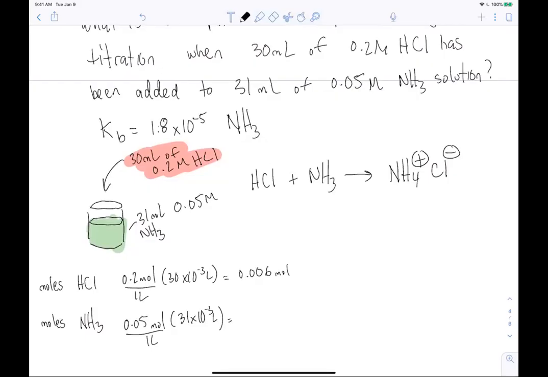So when you're looking at the neutralization reaction, you always want to be in moles. So neutralization reactions, you think in terms of moles. So that's why we're going into moles here.